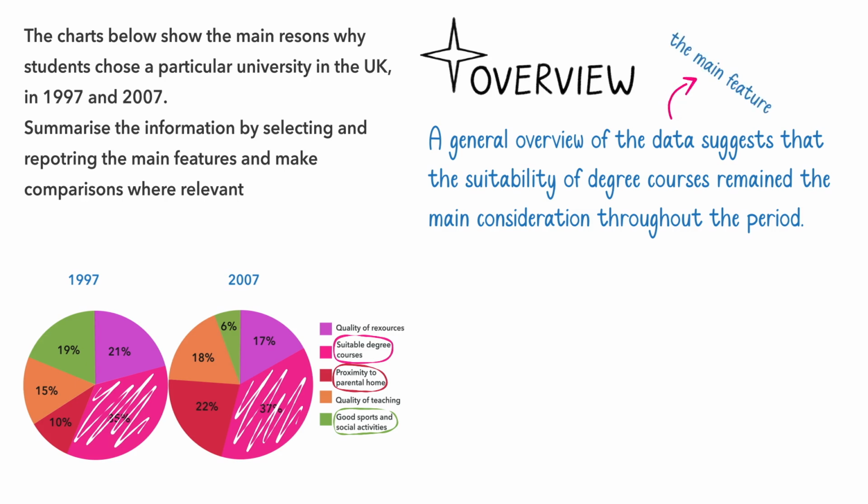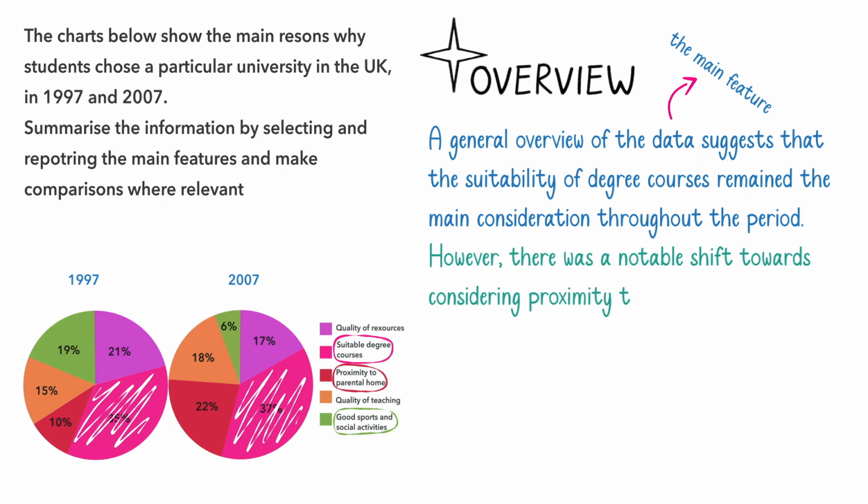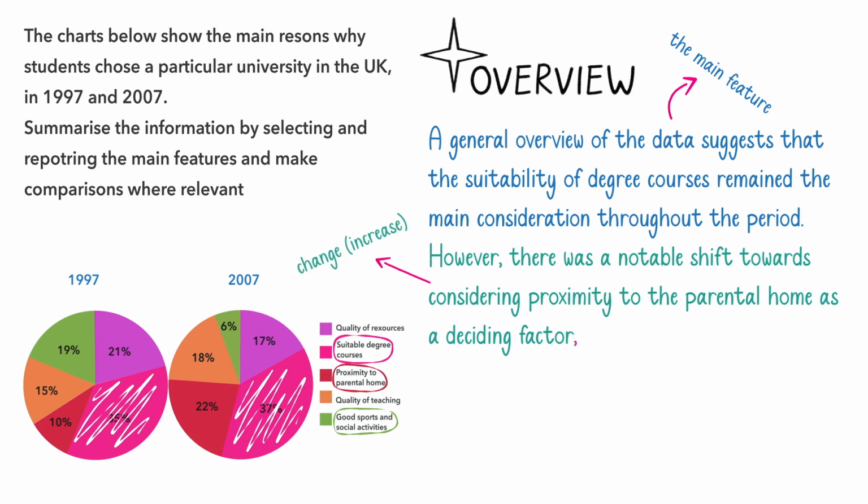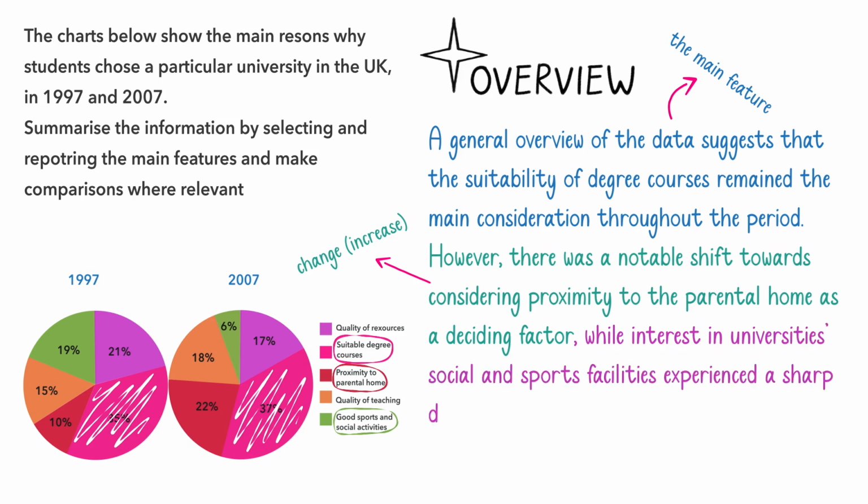Right? So we talked about the main feature. Now we should write about the main trend. However, there was a notable shift towards considering proximity to the parental home as a deciding factor. So I'm talking about the shift here, the big change that increased, right? And then I should write about the decrease, a sharp decline in sports and facilities. While interest in universities' social and sports facilities experienced a sharp decline.